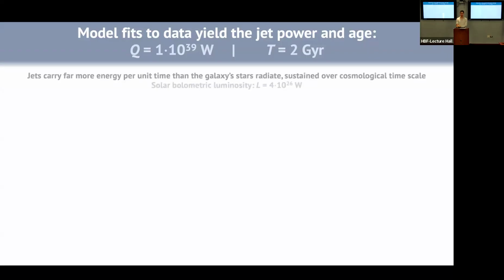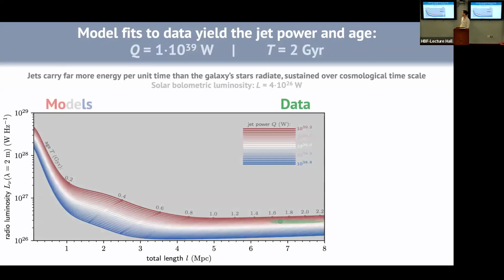So we did some further interpretation of this object, and we inferred that the jet power is quite high, 10^39 watts. But what's more surprising is that this source, according to our model fits, has been on for about 2 gigayears in order to reach that 7 megaparsec size. And you do that by running a bunch of different models that predict how the radio luminosity and the length of the source evolves over time as a function of jet power.